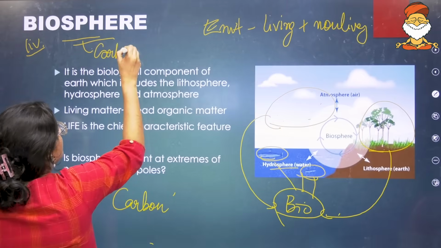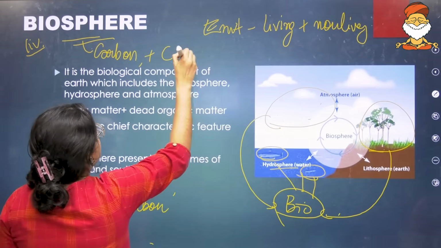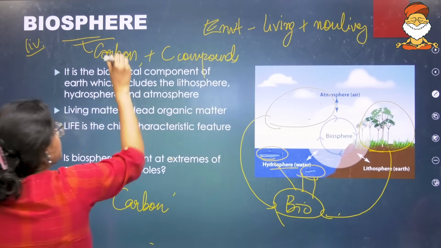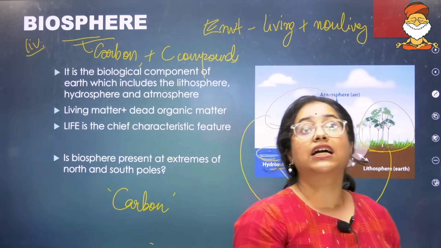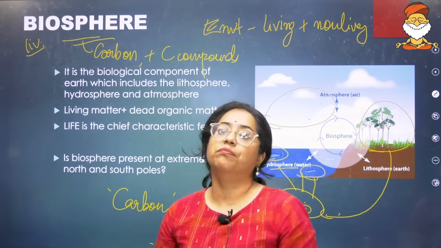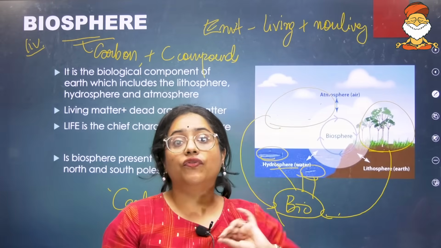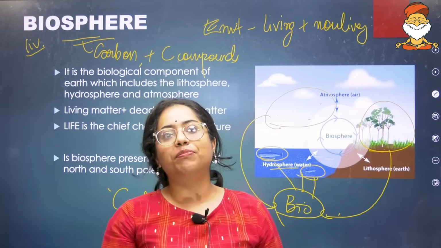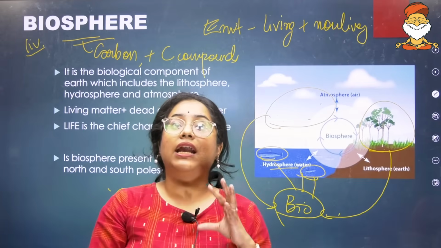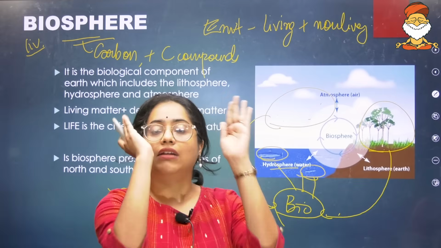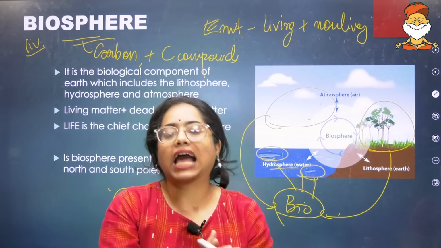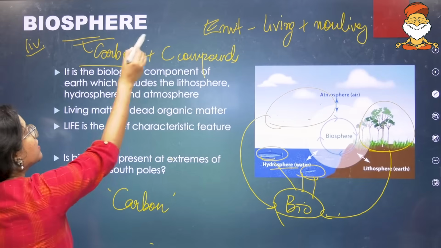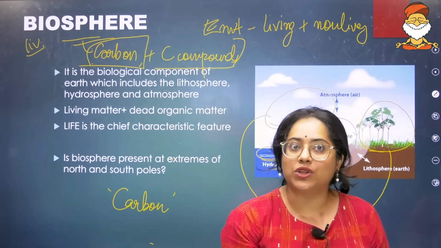carbon plus carbon compounds. Carbon and carbon compounds. This is an important thing. So when I'm saying life or biosphere means the living component or the biological component of the earth, understand that biological component here indicates your organic components. What is organic? Organic is anything that has carbon and carbon compounds in it.